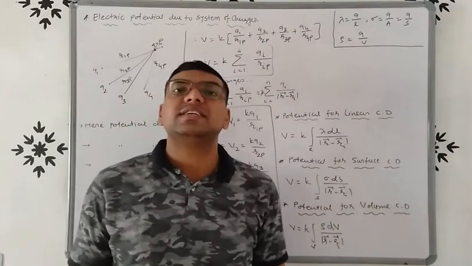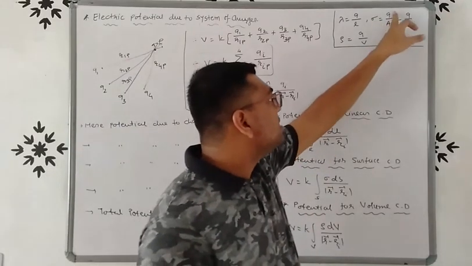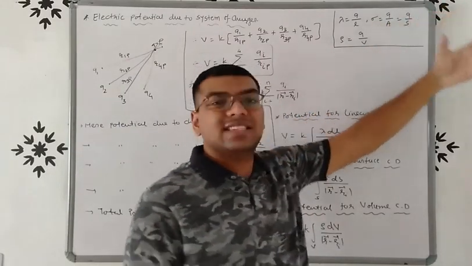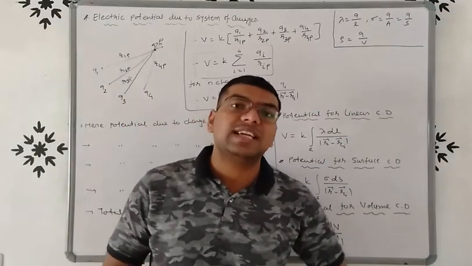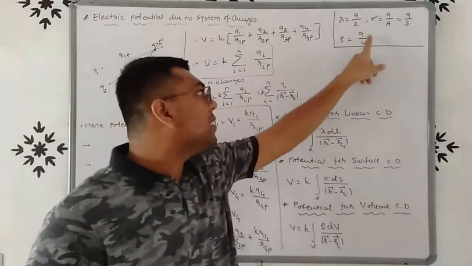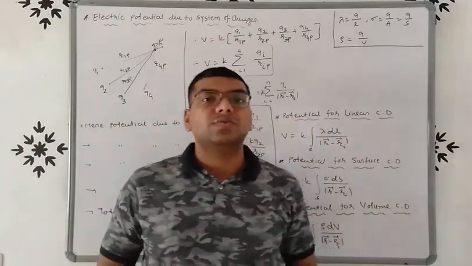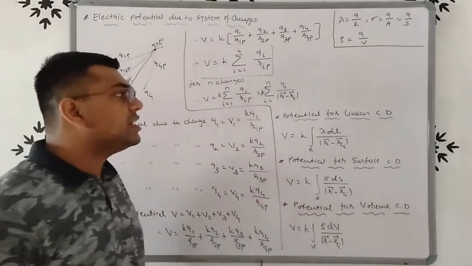Surface charge density sigma is equal to charge per unit area, so sigma is equal to q by A, or you can say q by S. For volume charge distribution, volume charge density rho is equal to charge per unit volume, that is q by V. Now first of all, potential for the linear charge distribution.